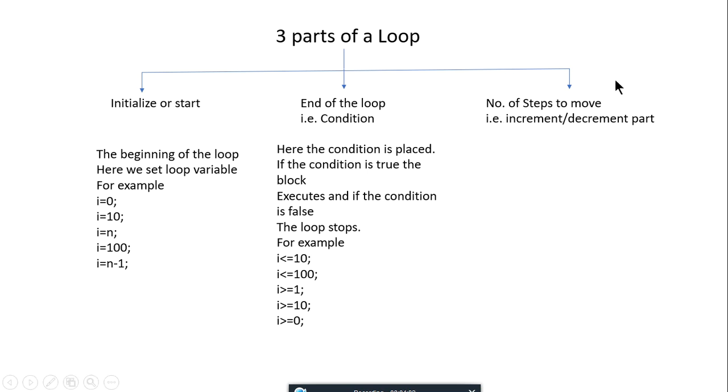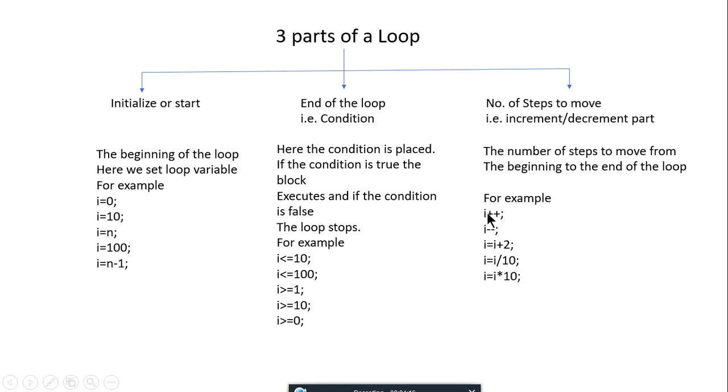This decides the number of steps you want to move, and is called the increment or decrement part of the loop. So your loop must have three parts: initialization, condition, and increment or decrement part. Now how does it look? Like this one. So i plus plus, from 1 to 10 you can keep on incrementing. From 10 to 1 you can keep on decrementing. You can go plus 2. You can also perform division by 10, and you can also perform multiplication by 10.